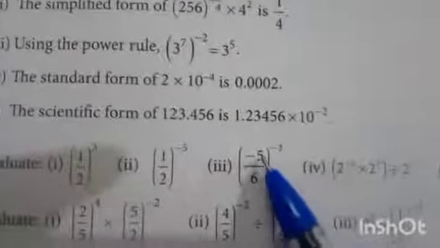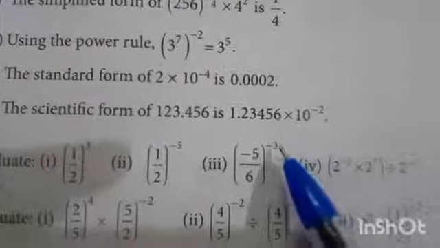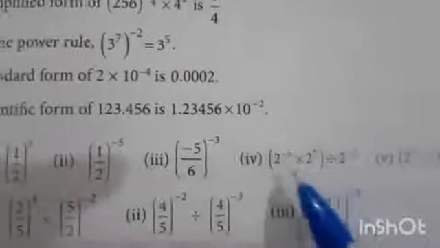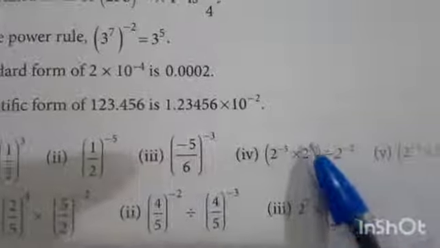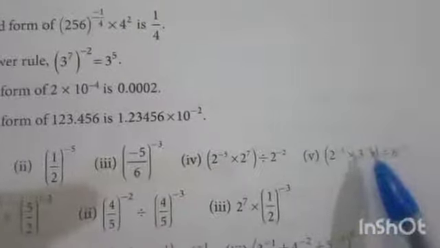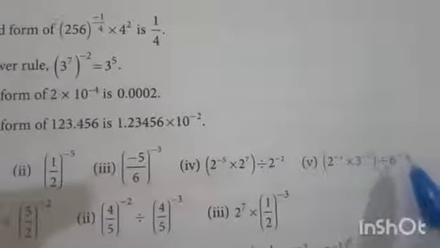Next, third problem, (minus 5 by 6) whole power minus 3. The fourth question, 2 power minus 5 into 2 power 7 divided by 2 power minus 2. Fifth question, 2 power minus 1 into 3 power minus 1 divided by 6 power minus 2.